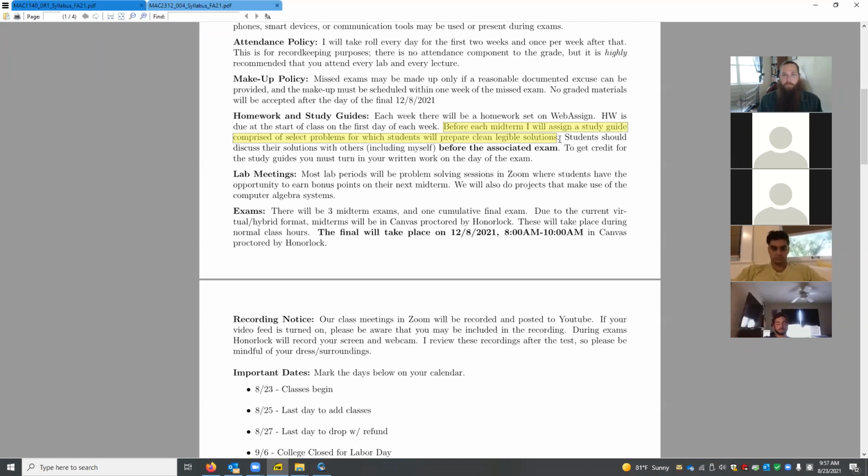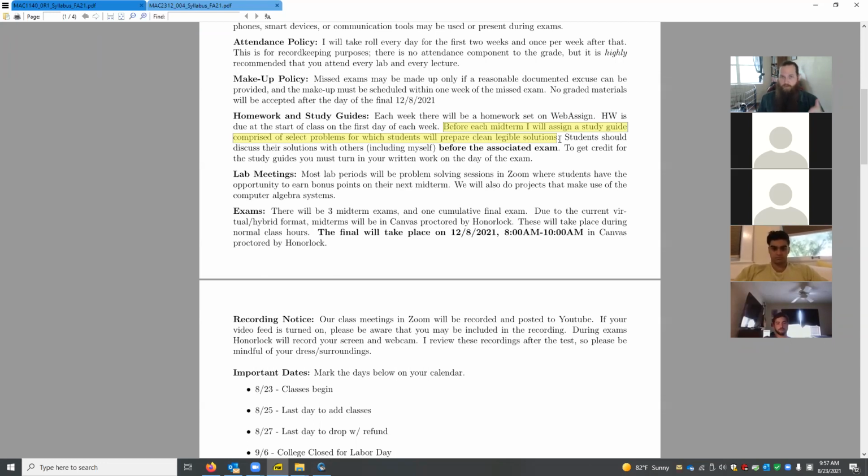You'll find them in WebAssign about a week before each midterm. I'll post them. The way you get the grade for the study guide is not by completing it in WebAssign. The way you get the grade for the study guide is by submitting on Canvas the written work that you have for those study guide problems. I want you to submit those as soon as you can.